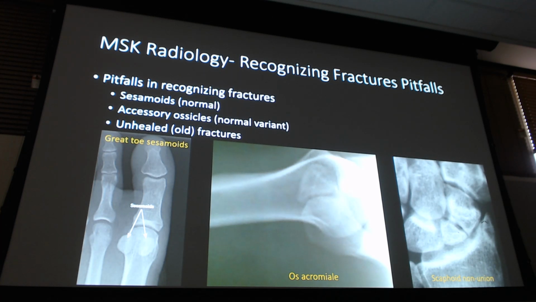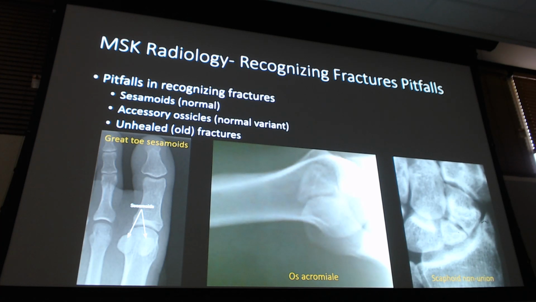Some body parts have extra accessory ossicles. This one in particular is in the shoulder. It's an os acromiale. So we have our humeral head, and the clavicle coming in here, and this should not be there. But it's a normal variant. Okay? So, right here, normal variant.